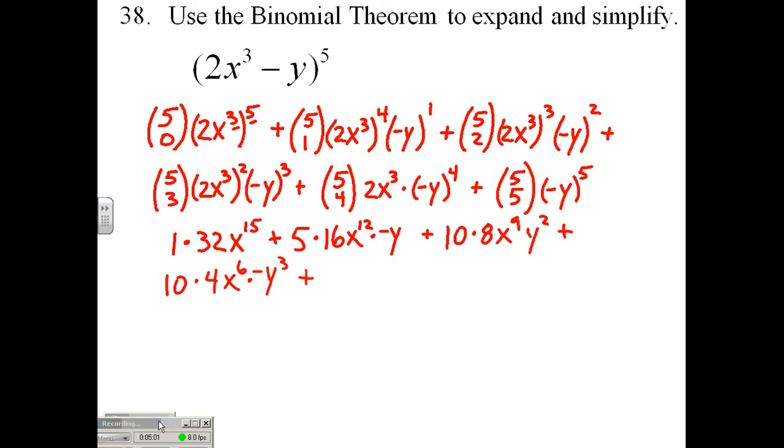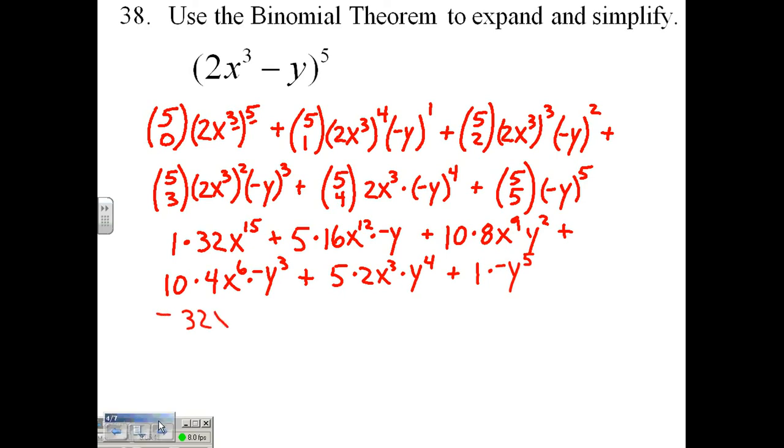plus C5,4. C5,4 is 5 times 2x cubed times negative y to the fourth. The negative gets absorbed, excuse me, y to the fourth, plus C5,5, 1. How many groups of 5 can I get from a group of 5? Just 1. Times negative y to the fifth. All right, so a little calculator work here perhaps.